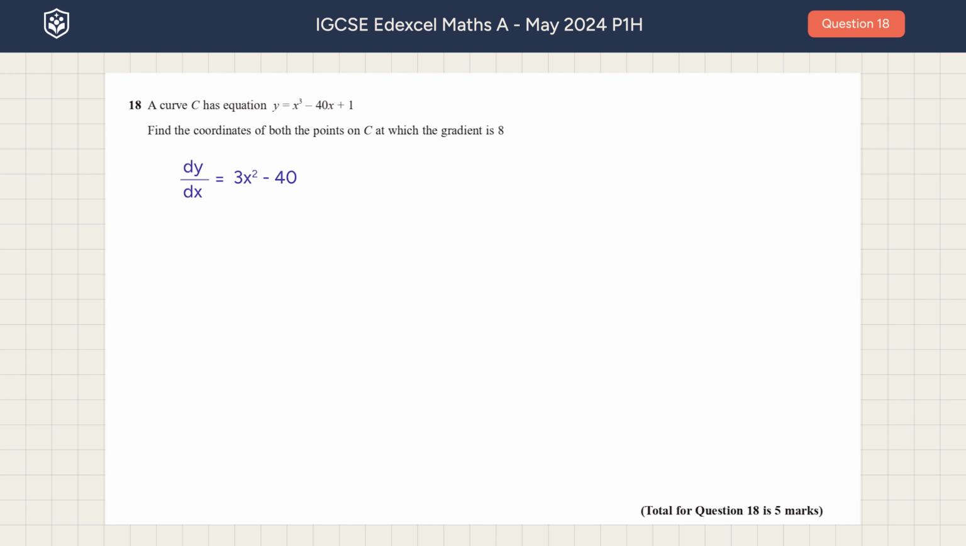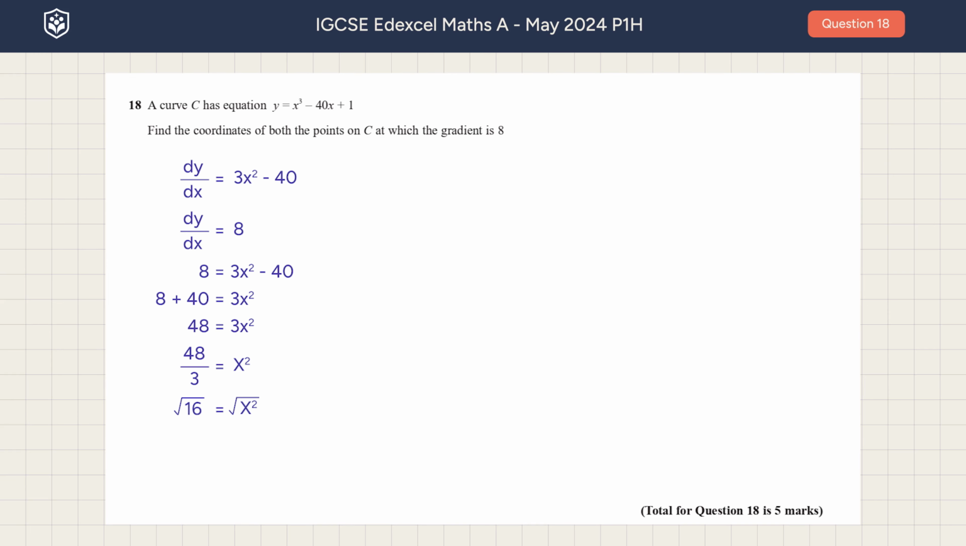The question states the gradient is 8, so dy over dx would equal 8. Therefore, we can write 8 equals 3x squared minus 40. Now to find the coordinates, we can first isolate x. We can move the 40 to the other side, so it's 8 plus 40 equals 3x squared, which makes 48. Then we do 48 divided by 3, which is equal to 16. Then lastly, we square root both sides to get rid of the square.